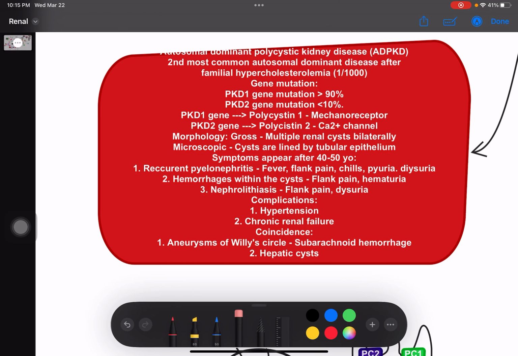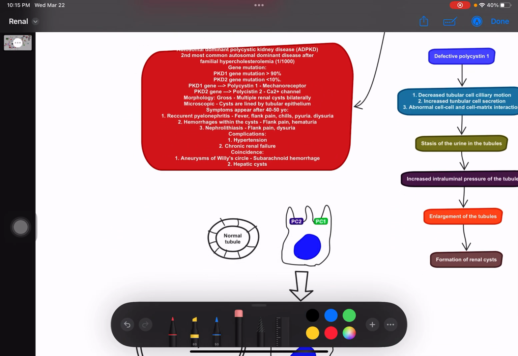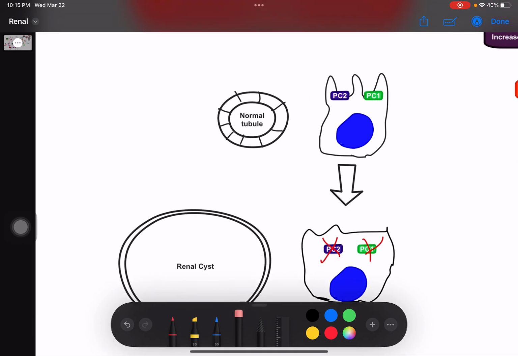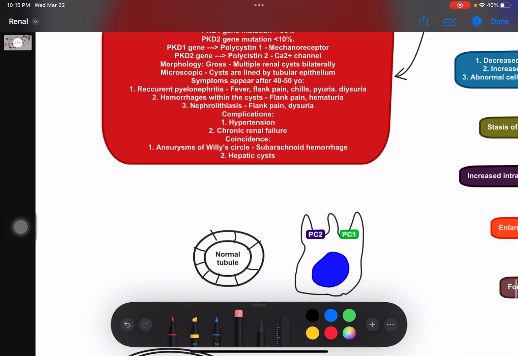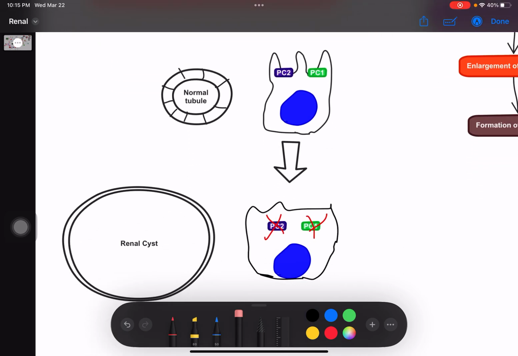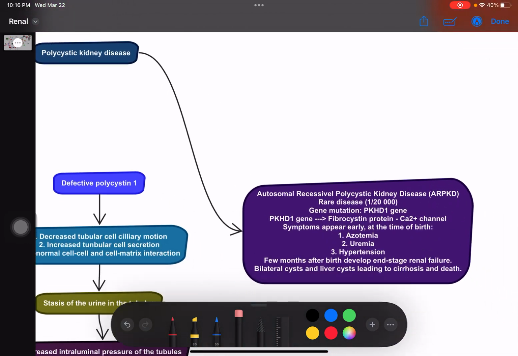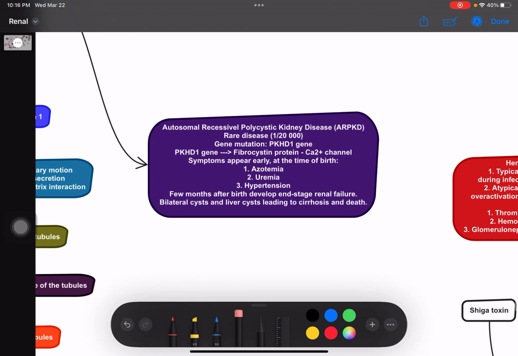Coincidentally, the same mechanism is involved in the aneurysm of the circle of Willis, which can cause subarachnoid hemorrhage, and it can also be manifested with hepatic cysts. So you see polycystin 1, polycystin 2. Usually polycystin 1 is the one that is defective, right?